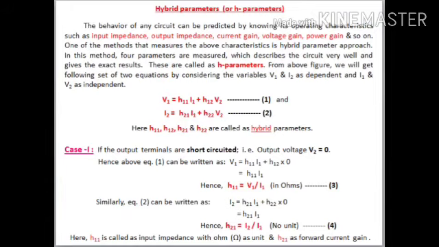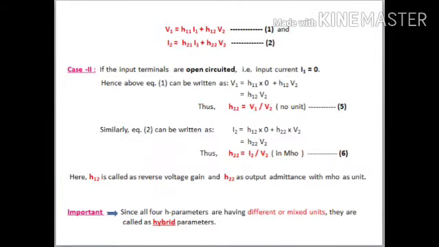Now come to case second. In case second, the input terminals are open circuited. Concentrate on this word, open circuited. Input terminals are open circuited. That means the condition becomes input current I1 equals 0. We are going to open the input circuit, that means we are making the input current 0.